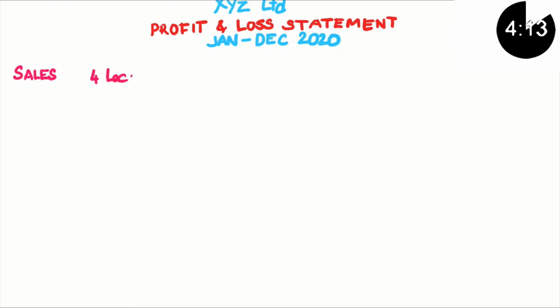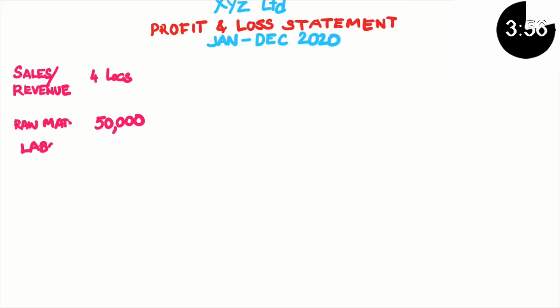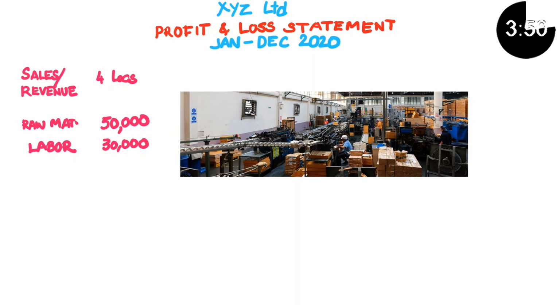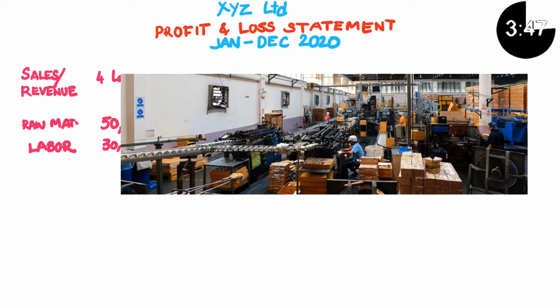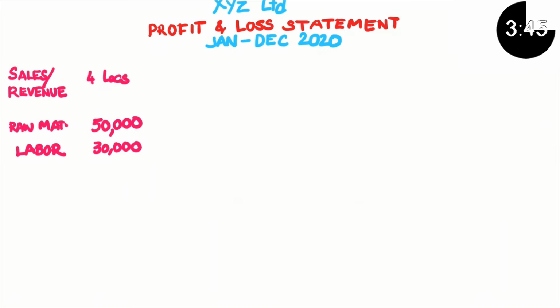Let's say for this period of 1 year, the company made a sales of 4 lakhs. Let's call it sales or revenue. The company incurred some costs in manufacturing the furniture. The cost of raw material like wood and other hardware come to say 50,000 rupees. The cost of labor comes to 30,000 rupees. So we have written down the cost directly related to the manufacture of goods. The simple and direct inputs like raw materials and labor costs. Essentially, we mentioned the total cost of goods sold or COGS.